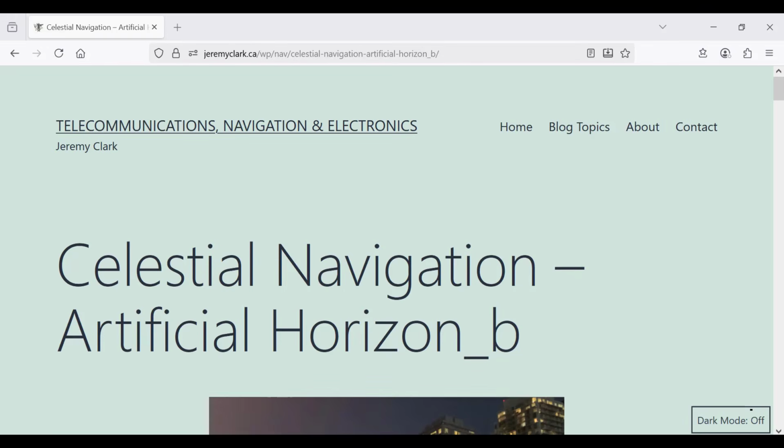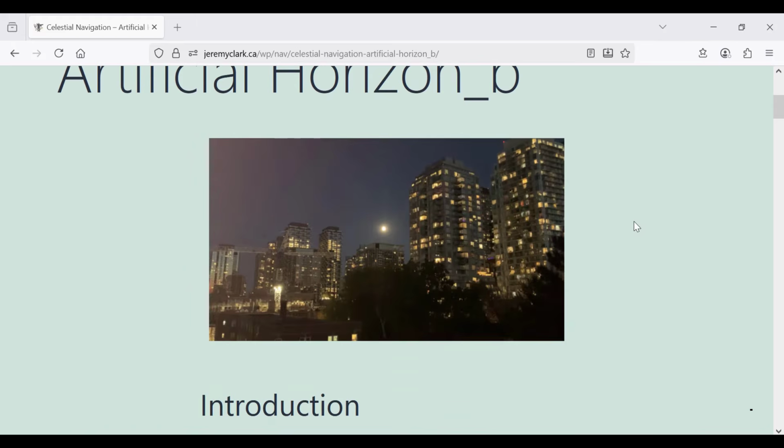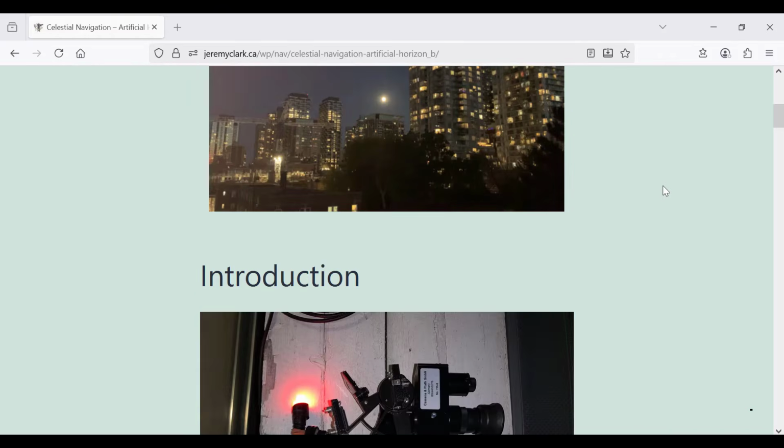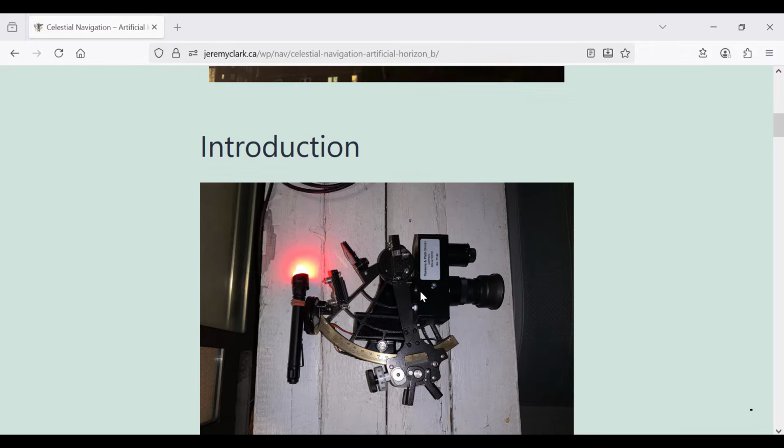So I'm just taking a quick look at the blog post here. Here's a picture of the moon looking east from my balcony location in Toronto on October the 5th. And there's a picture of the sextant with the bubble horizon. I've got a mag light here when I do my sights just so I don't ruin my night vision. I've got an infrared filter on the top.